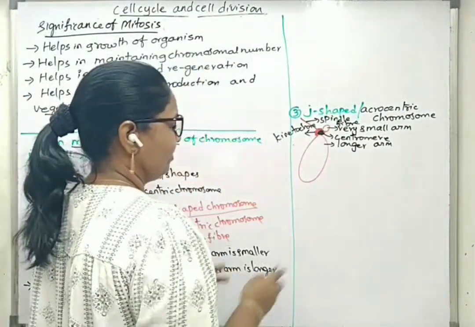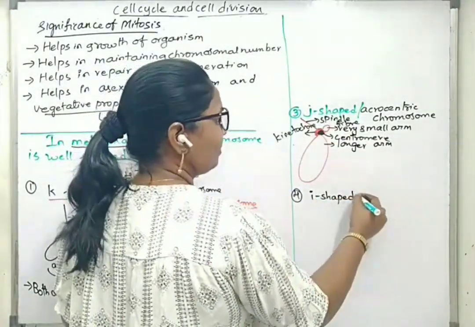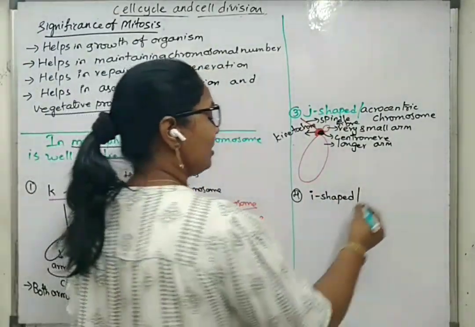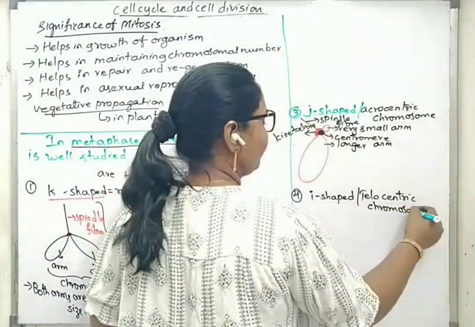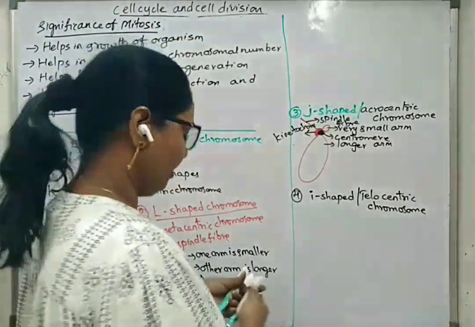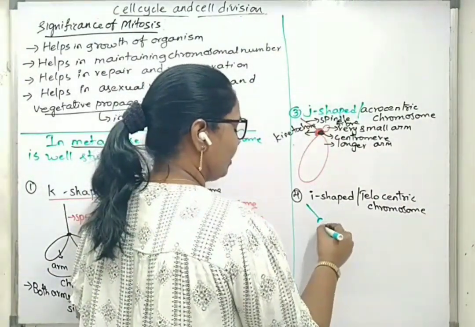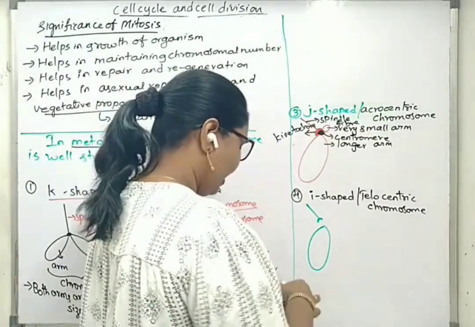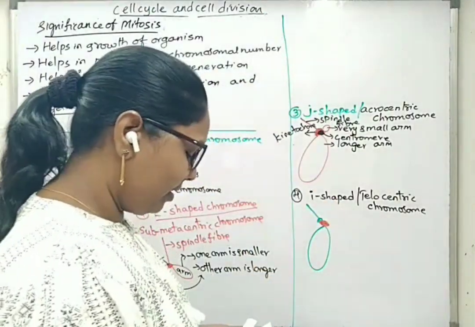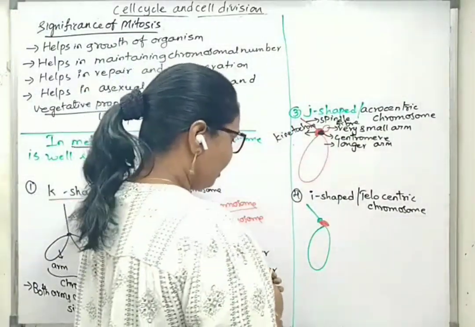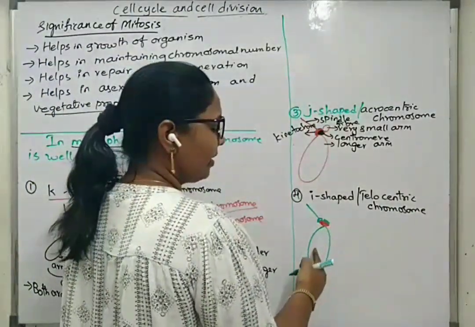Next, fourth one. Fourth shape of chromosome is I-shaped, which is also termed as telocentric chromosome. Here, the spindle fiber, kinetochore, and here, one big arm will be there, and the centromere will be there. We cannot see the other arm because one complete arm, actually here it can be just like a remnant, but exactly it is not seen. Very very small one and one big arm.